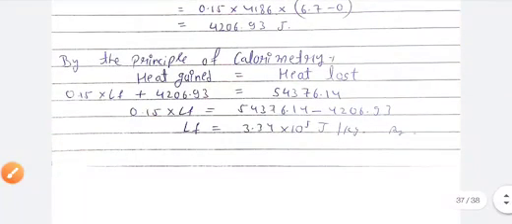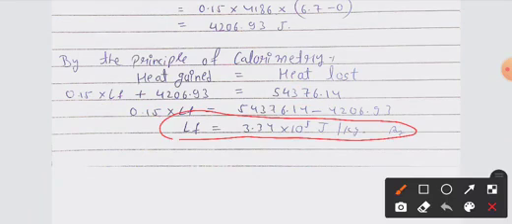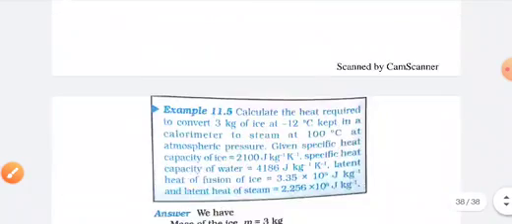Now the principle of calorimetry, heat gained is equal to heat lost. Heat gained in two forms, in the latent heat and raising the temperature, and heat lost by the water will be this. By calculating this, we will get the latent heat of fusion of ice, that is 3.34 into 10 raised to power 5 joule per kg.